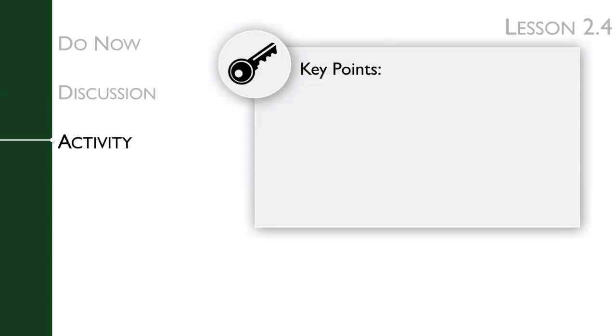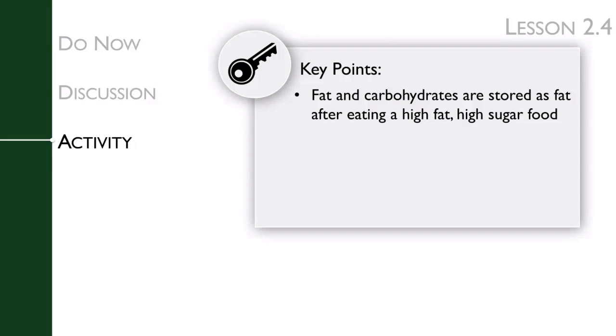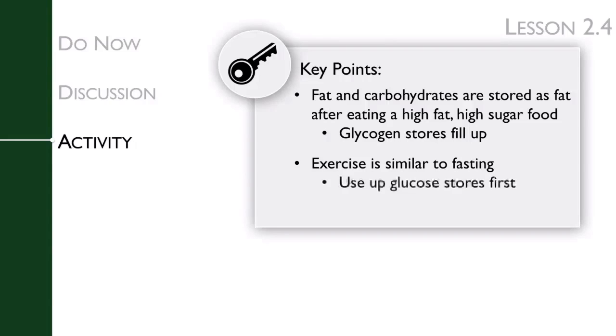The key points of this lesson's activity are that both the fat and carbohydrates are stored as fat after eating high-fat, high-sugar foods. This is because glycogen stores fill up. Exercise is similar to fasting because you will use up your glucose stores first and then rely on fatty acids and amino acids for energy.